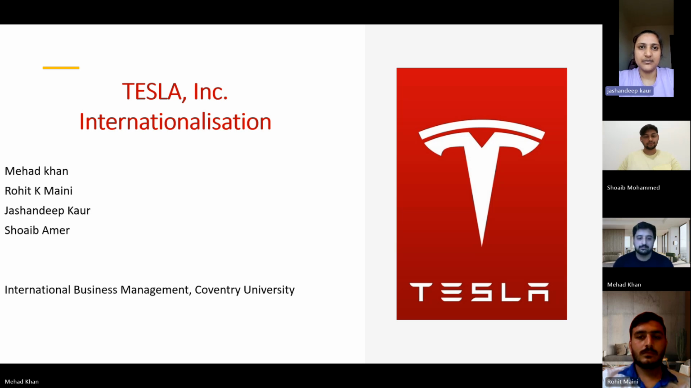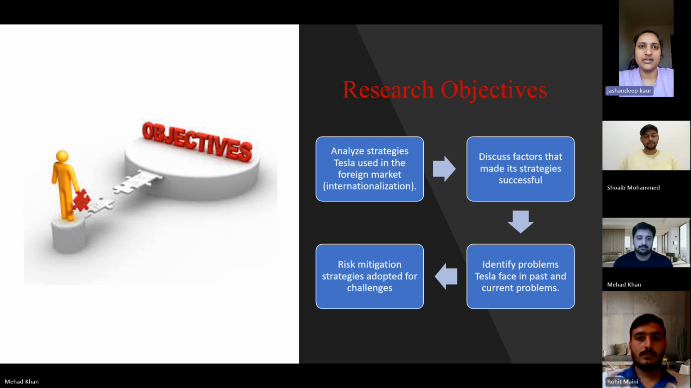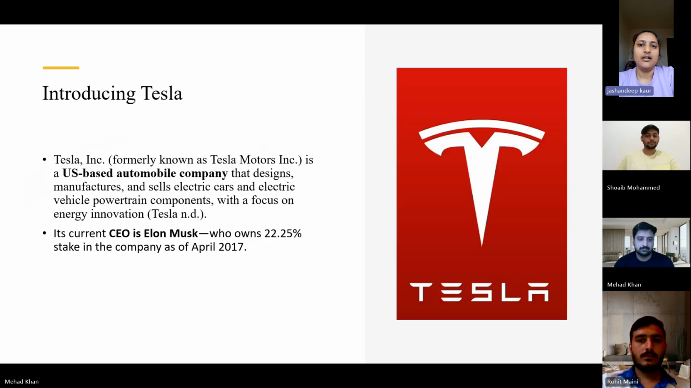The research objectives which we are going to present in this presentation will be analyzing the strategies that Tesla uses in foreign markets, which is internationalization. Also, we are going to discuss the factors which make the strategy successful, and we will identify the problems that Tesla faced in the past and will face in the future. The last thing will be the risk mitigation and strategies Tesla adopted to overcome those challenges.